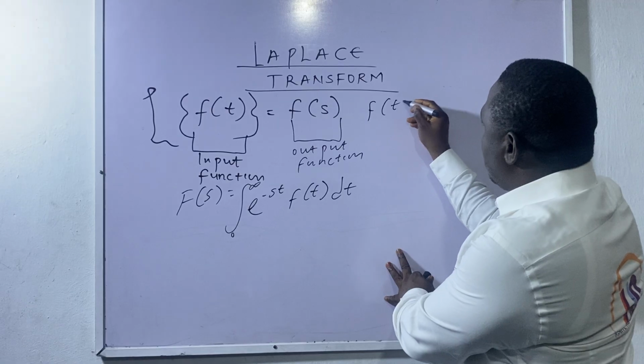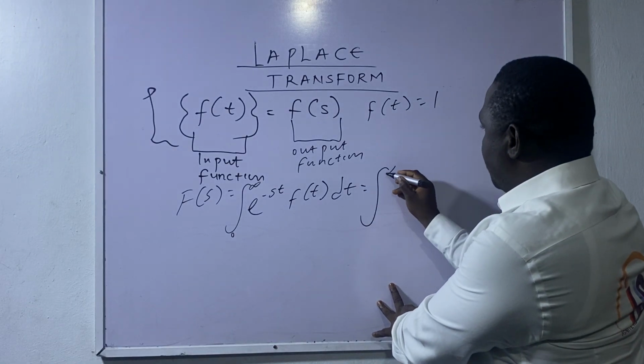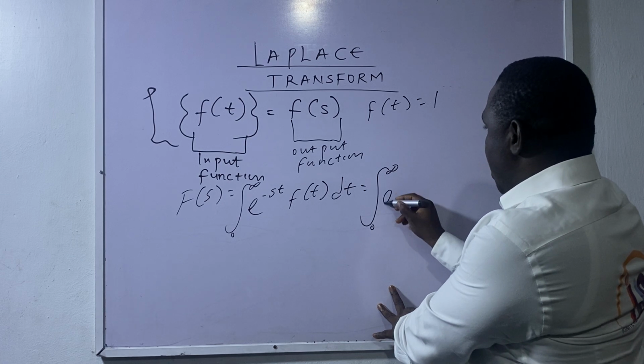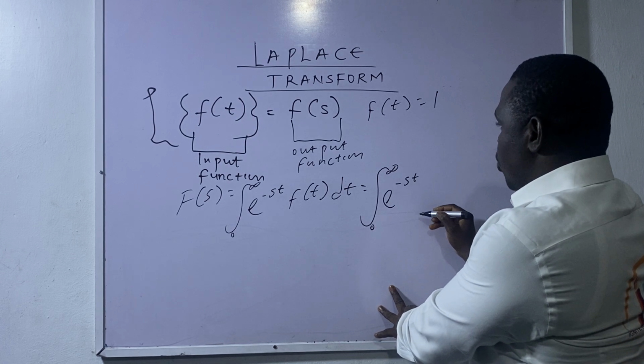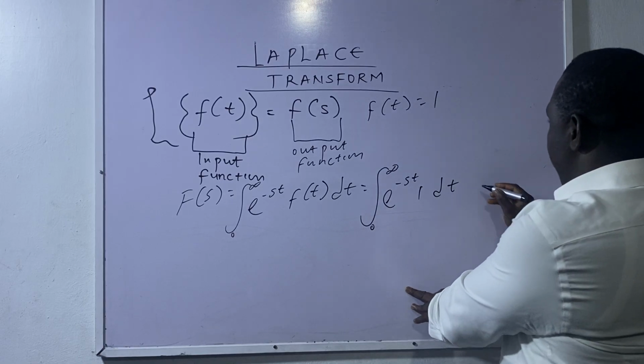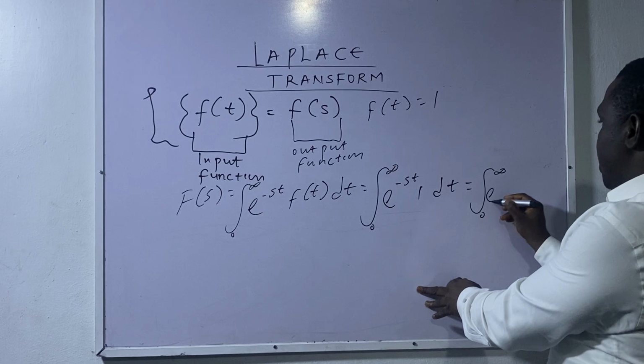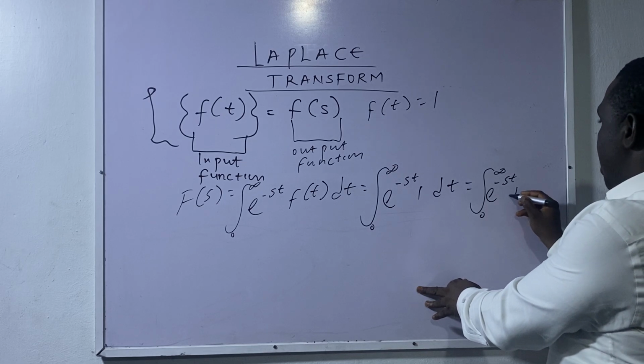So your f of t can be 1. So if your f of t is 1, then you have the integral from 0 to infinity, and then you have this, so that you have just 1. If you multiply, that's 1 dt. And so you can have something like the integral from 0 to infinity of e to the power minus st dt.